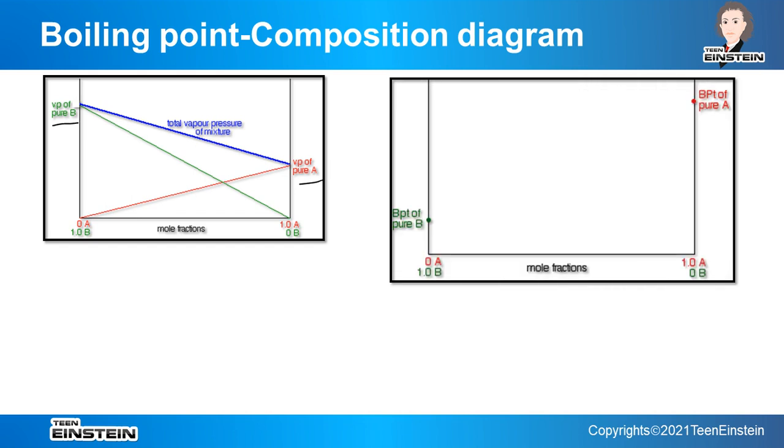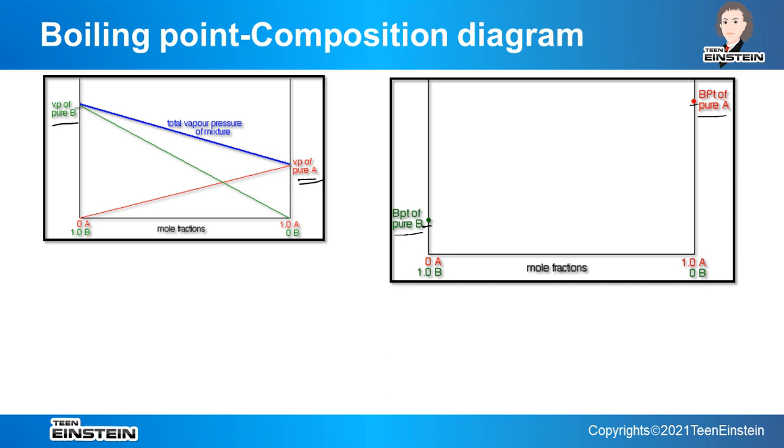Now we are trying to make the boiling point composition curve. So now we have the boiling point of pure B on the y-axis, not vapor pressure, and the boiling point of A on the other y-axis. The x-axis is the same as before. Now see, the boiling point of B is low, this height is low compared to the boiling point of A, and it has to be, because the vapor pressure of pure A is low, so obviously its boiling point will be high.